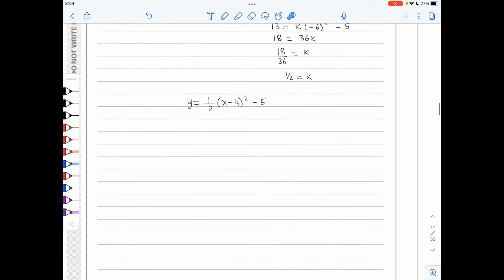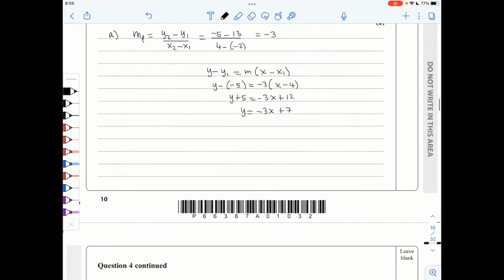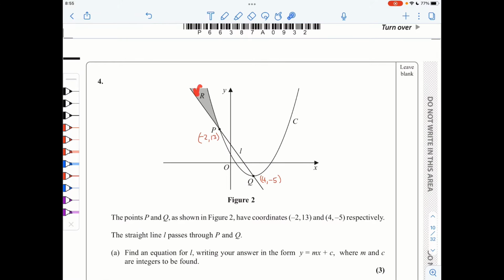So we want to be above the straight line, which means that y is greater than or equal to -3x + 7. We want to be below the parabola, so y is less than or equal to a half (x - 4) squared minus 5. And we also want x to be greater than or equal to -2. In order to make sure exactly what I referred to before, I want to capture only this region, because without the restriction of x being greater than or equal to -2, this region here also satisfies being above the line and below the parabola.